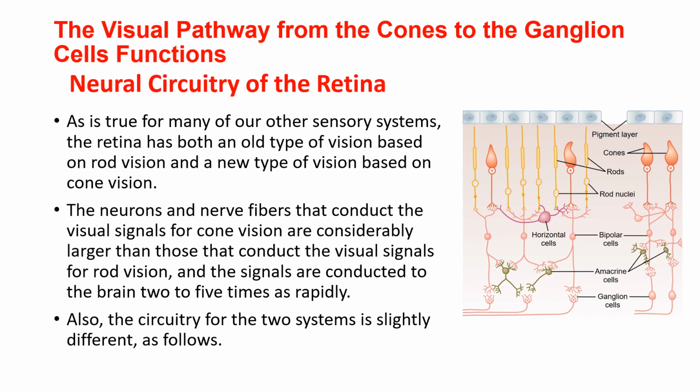Neural circuitry of the retina. As is true for many of our other sensory systems, the retina has both an old type of vision based on rod vision and a new type of vision based on cone vision. The neurons and nerve fibers that conduct the visual signals for cone vision are considerably larger than those that conduct the visual signals for rod vision, and the signals are conducted to the brain 2 to 5 times as rapidly. Also, the circuitry for the two systems is slightly different, as follows.